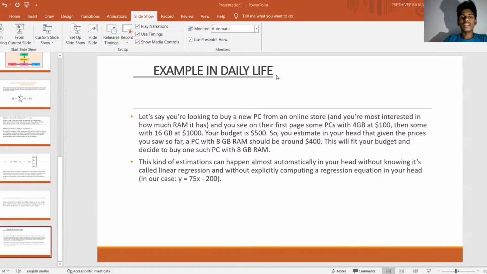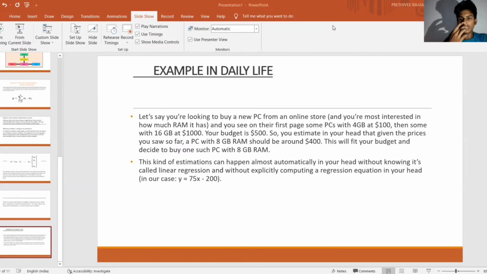The examples in daily life. Let us say you are looking to buy a new PC from an online store. You see on the first page some PCs with 4 GB at $100, then some with 16 GB at $1,000. Your budget is around $500.